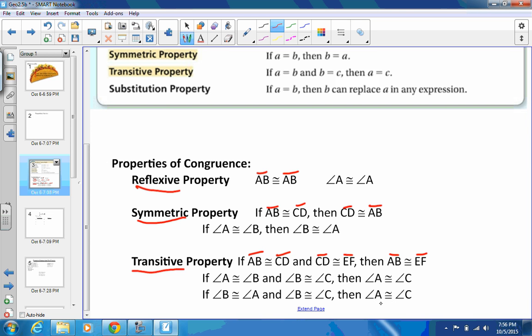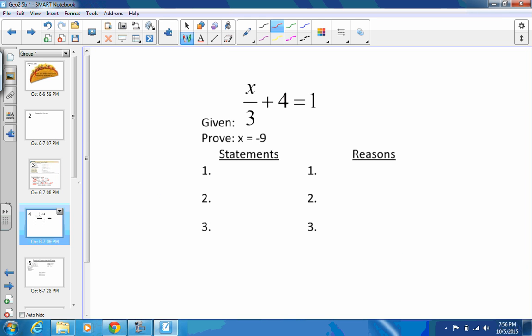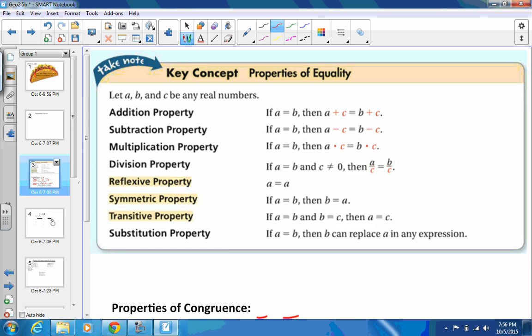So this we talked about a little bit. This will work for angles for right now. If angle B is congruent to angle A and angle B is congruent to angle C, then angle A is congruent to angle C. So we'll be able to use that now. I think we went through one proof in the video last time. Just to recap, when we're talking about all the different things we can use to reason here, we're going to use those properties. That's what we need to use to give our reasoning.